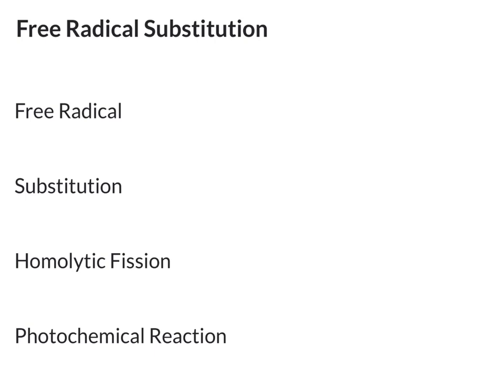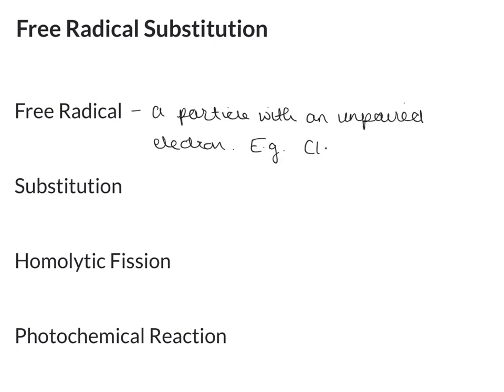So first of all, the term free radical. A free radical is a chemical species, so just like you can have an atom, an ion, a molecule, you can also have a free radical. And a free radical is a particle that contains an unpaired electron. So there's your definition, a particle with an unpaired electron, and the example I've given you is a chlorine free radical, and it's represented using a dot. So you know that there's a free radical if it's got a dot next to it, and that represents the unpaired electron.